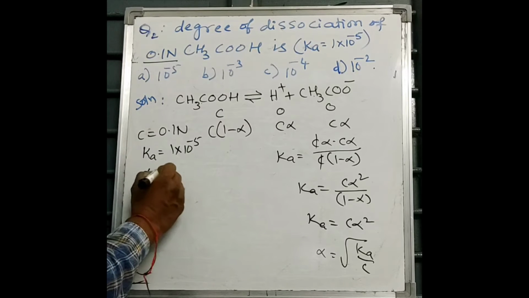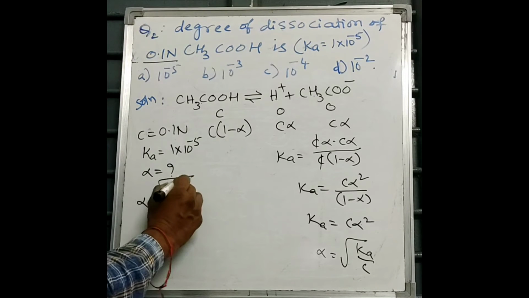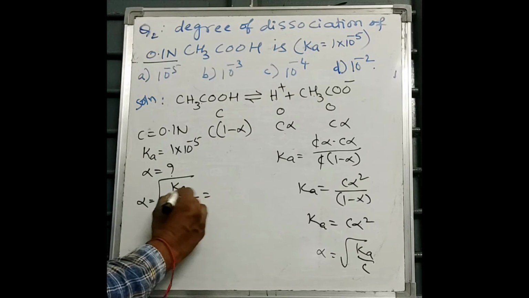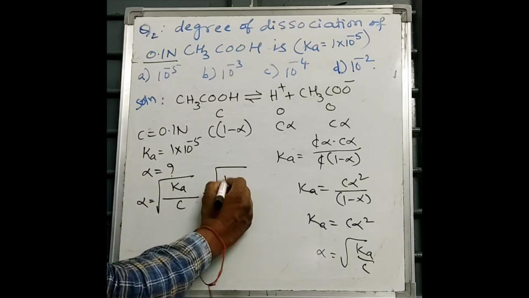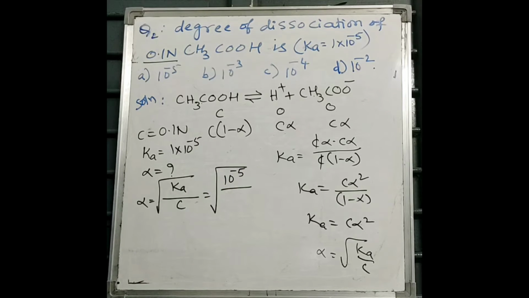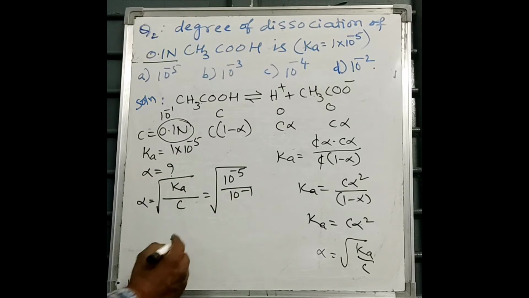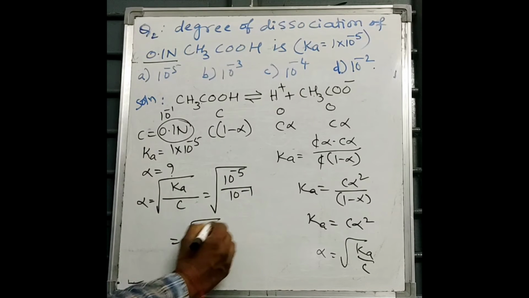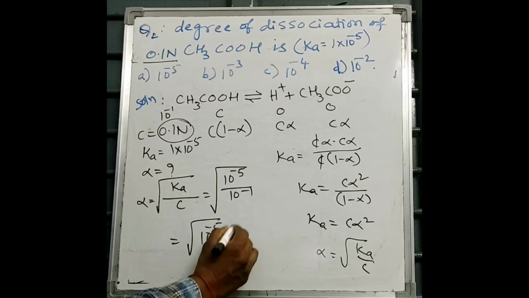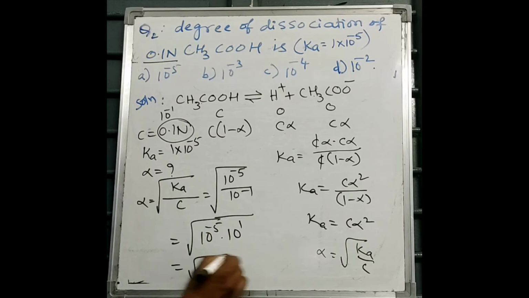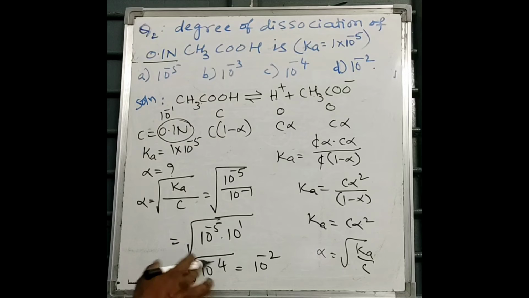And we will substitute here. Alpha is equals to what, students? Root over Ka by C. What is the Ka value? 1 into 10 power minus 5 divided by 0.1, that equals 10 power minus 4 under the root. Square root of 10 power minus 4 is 10 power minus 2. So option D is the correct answer for this question.